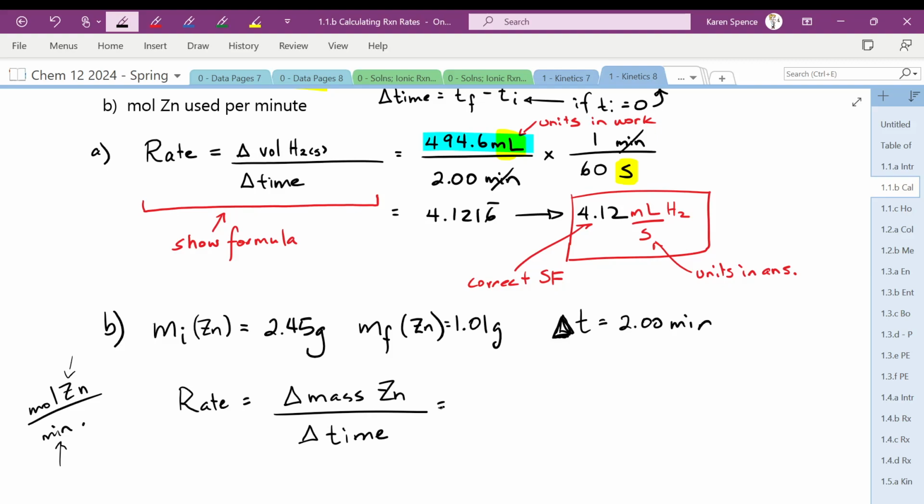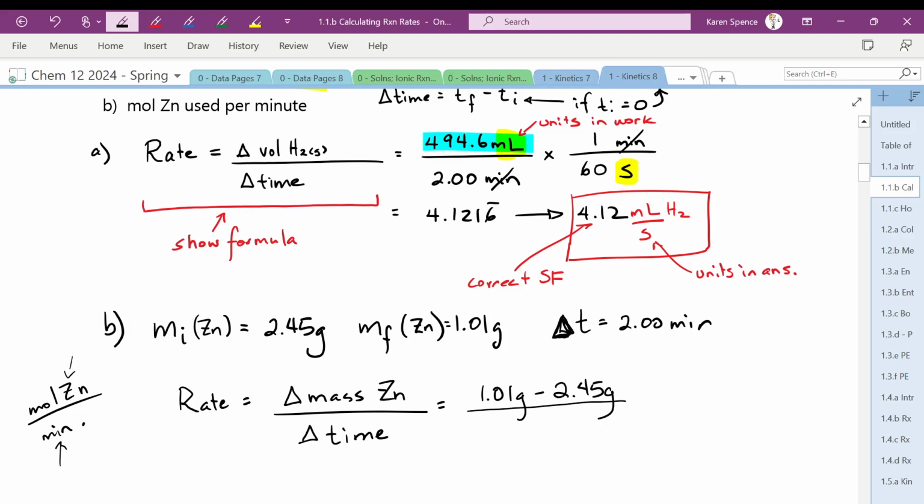And remember, when we have a change, we're going to do our final minus our initial. So we have 1.01 grams minus 2.45 grams. Yes, we're going to end up with a negative number, but that shouldn't be too surprising, because what are we doing with the zinc? Are we making zinc, or are we using it up? We're using it up, so that's why it is a negative number, okay?